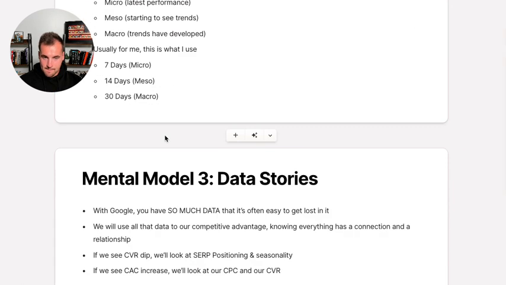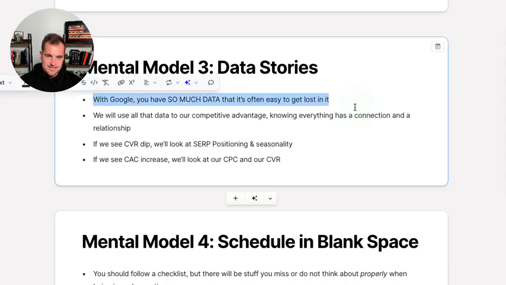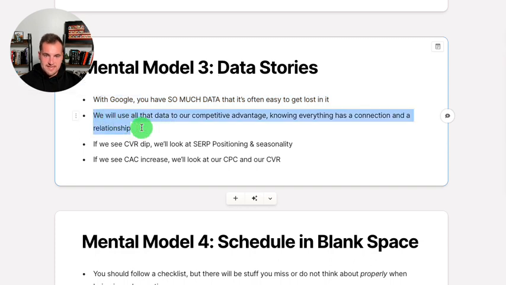I don't waste time. Mental model number three, data stories. So with Google, you have a lot of data. Too much data for most people, to be honest. Even for me, sometimes it is overwhelming. But we use this data to get our competitive advantage.